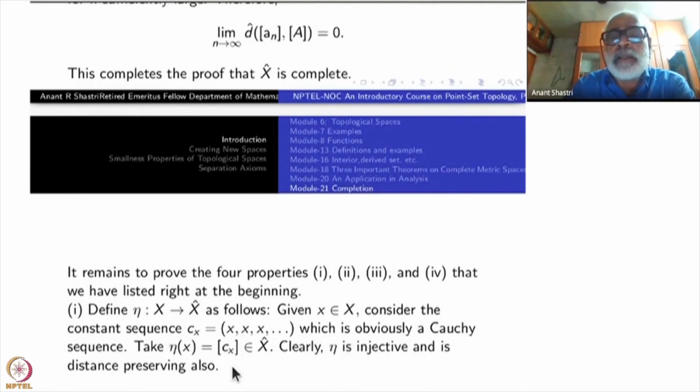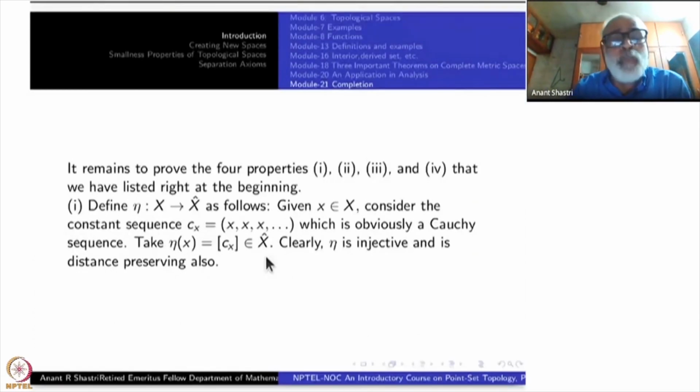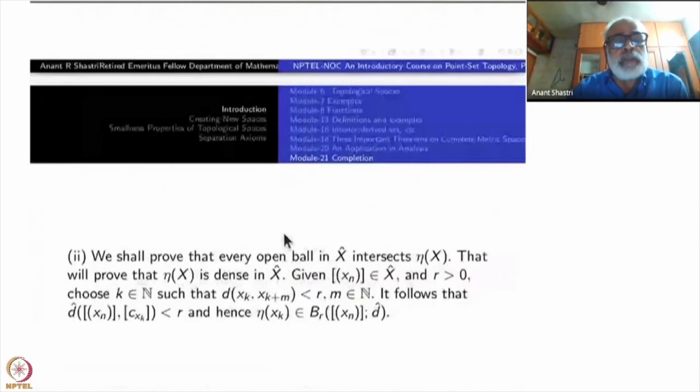Actually, we can check that it's distance preserving. What is the meaning of this? Take 2 points x and y. The distance between Cx and Cy is also d of x, y. So that is the meaning of distance preserving: d hat of Cx, Cy is equal to d of x, y, because both of them are constant sequences. So it is automatically distance preserving and hence an injective mapping.